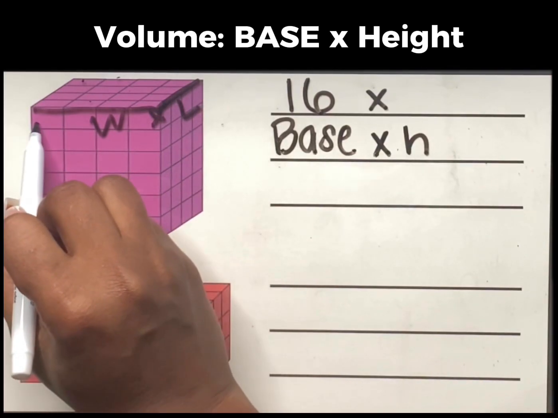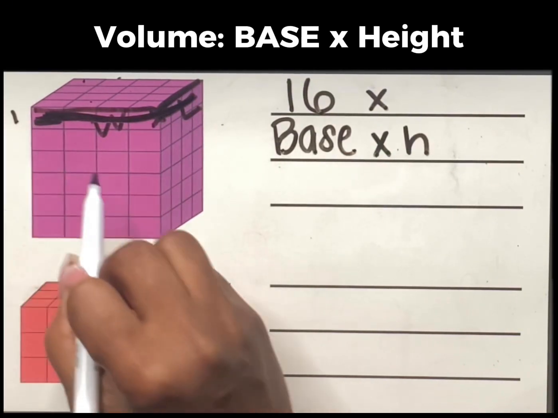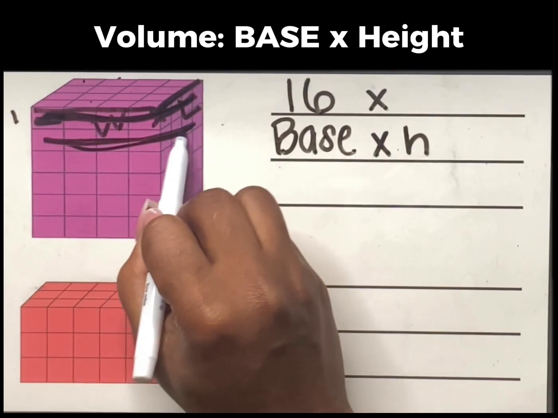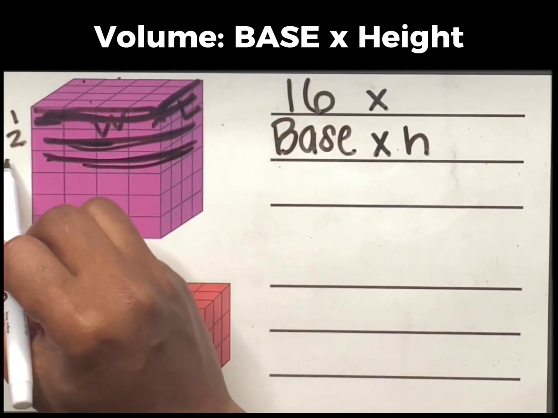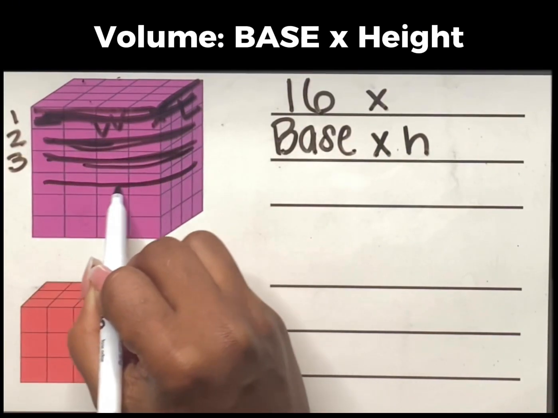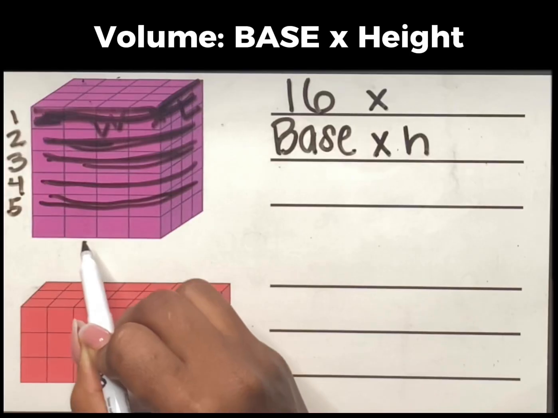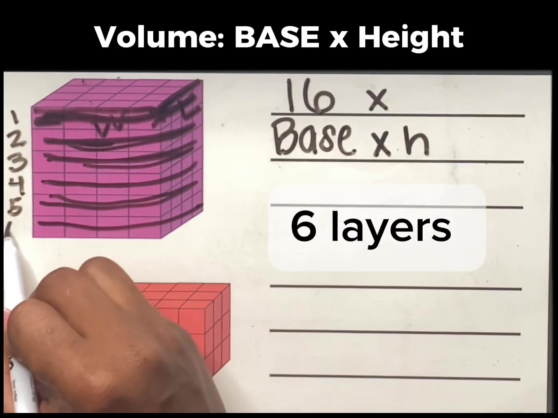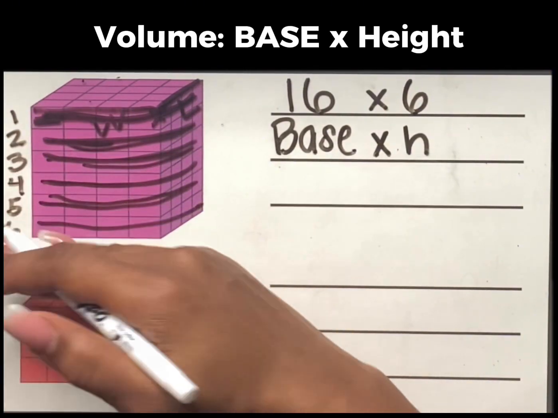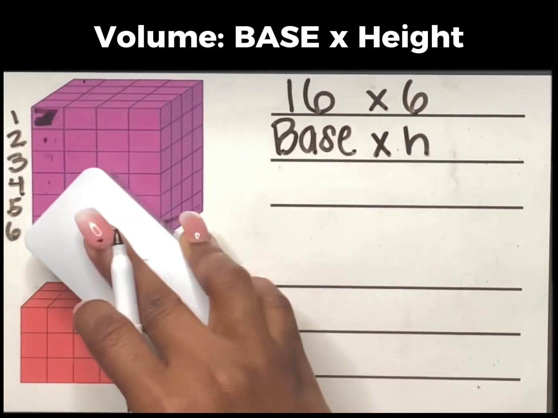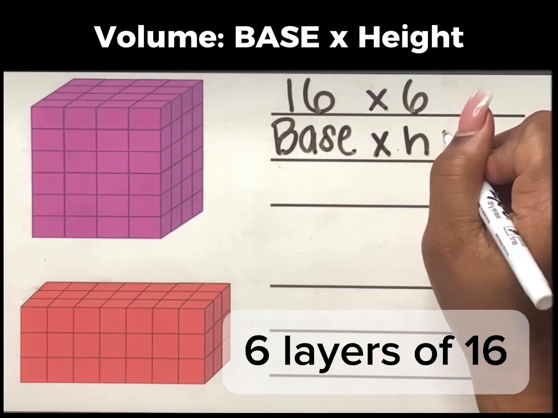So we have this first layer, which we've already counted. That's 16 cubic units. Layer 1, layer 2, layer 3, layer 4, layer 5, and layer 6. I have 6 layers of 16 cubic units. We count 2, 3, 4, 5, 6. Now, I have base times height with the 6 layers of 16.